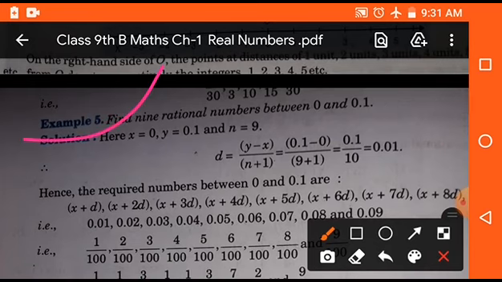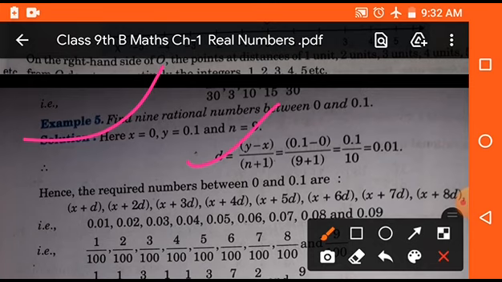Now students, we will discuss here the most important example. We can find any number of rational numbers between any two rational numbers. For example, find 9 rational numbers between 0 and 0.1. So there is a formula by which we can find the rational numbers, and the formula is d is equal to (y minus x) upon (n plus 1), where n is the total number, x is the first number, and y is the second number. So with the help of this formula we can find the gap, and after that we add this gap to the first number to get the consecutive rational numbers.